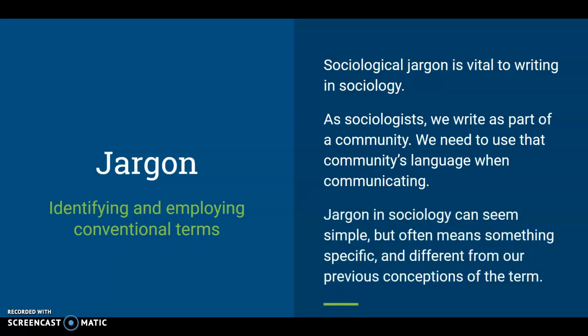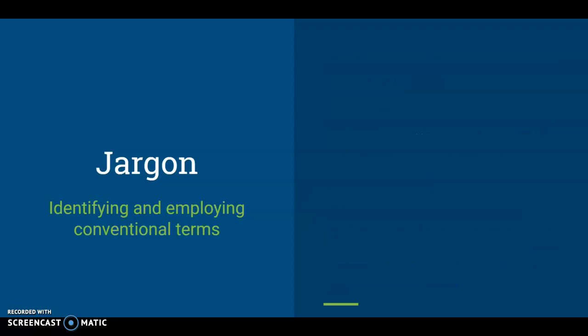Jargon in sociology can seem simple, but sometimes means something specific and different from our previous conceptions of the term. So in data collection as disruption, disruption is mentioned often, and this isn't just the standard dictionary definition of disruption. The authors define it as academic disruption, so anything that distracts the student from their duty of learning whatever it is they're learning in class.